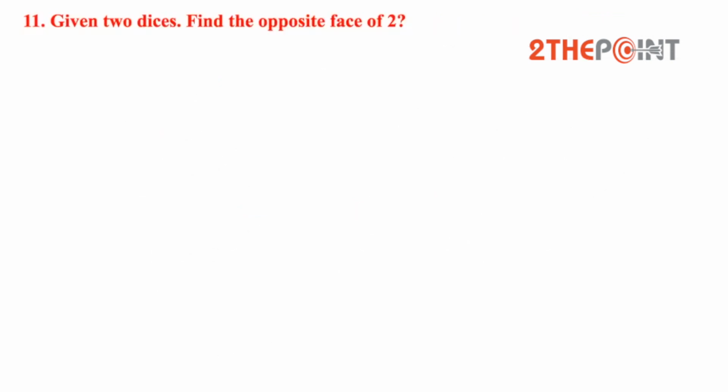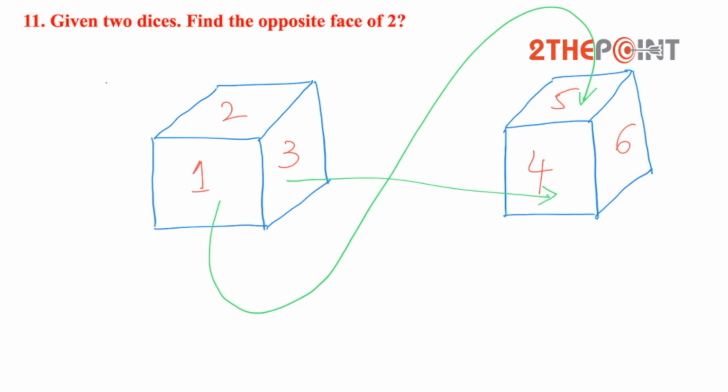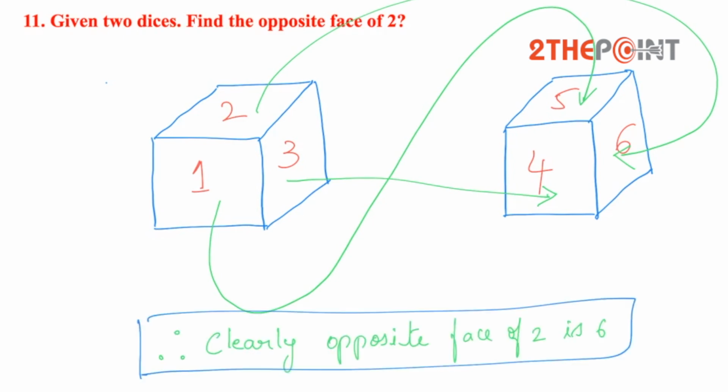Given 2 dice, find the opposite face of 2. Here you can't apply either step 1 or step 2. So go to the tricky method, that is step 3. In step 3, the front face of the first dice will be opposite to the top face of the second dice, the side face of the first dice will be opposite to the front face of the second dice, and the top face of the first dice will be opposite to the side face of the second dice. Therefore, clearly the opposite face of 2 is 6.